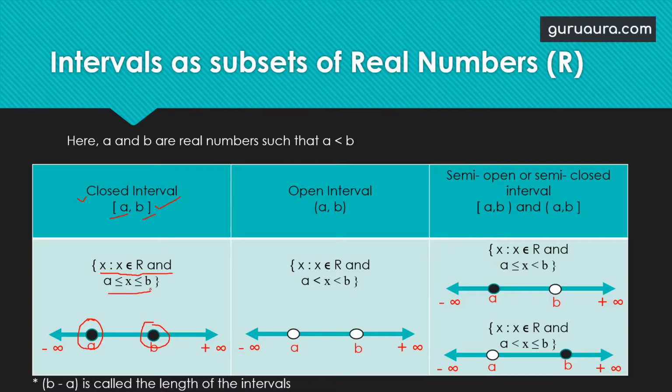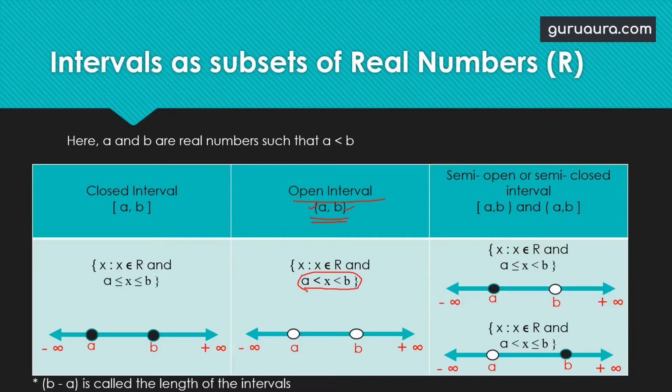Now let's see the open interval. In case of open interval, the endpoints a and b are not included in the set. Only the points between a and b belong to the open interval, and it is denoted as (a, b) within the parentheses. This interval can be written in set builder form as the set of all x such that x is greater than a but less than b.